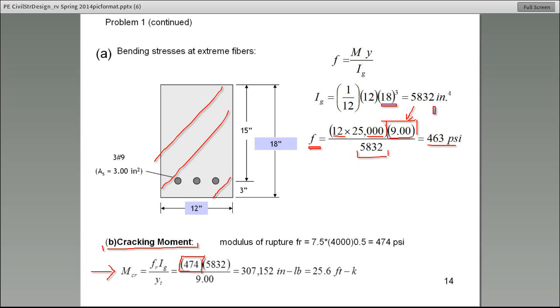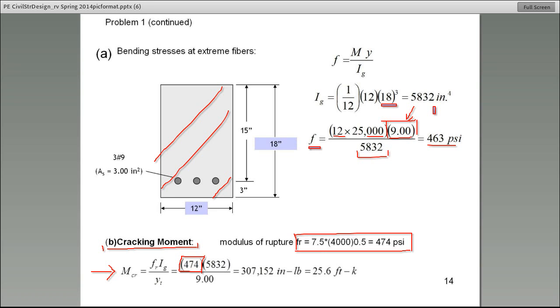So how do we calculate it? There it is. That's that simple equation that I showed you, I think, 2 slides ago. Make sure that you highlight that. The modulus of rupture is 7.5 times the square root of F prime C. In this case, F prime C is given to be 4,000. You substitute in the equation.